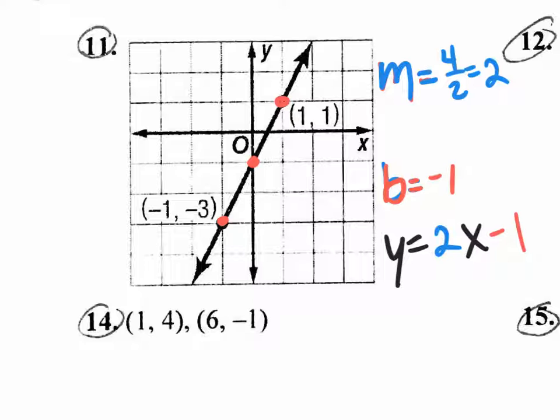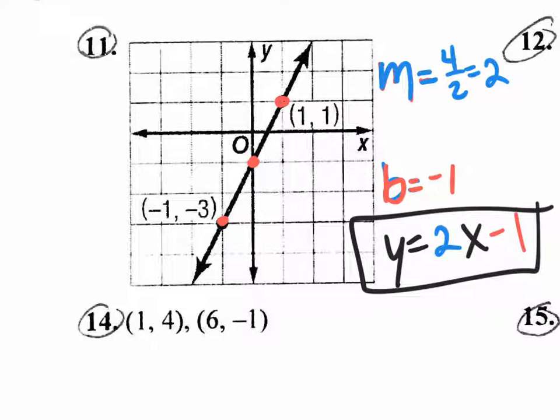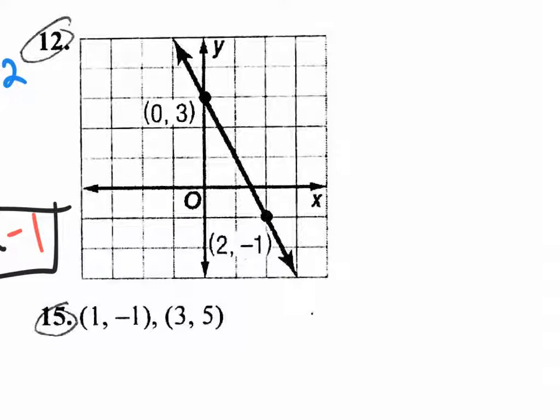Okay. So we have y equals 2x minus 1. That's your answer. So 11's easy. How about 12? What's the answer to number 12? What's the equation? Y equals what?